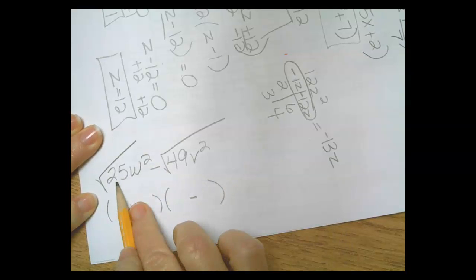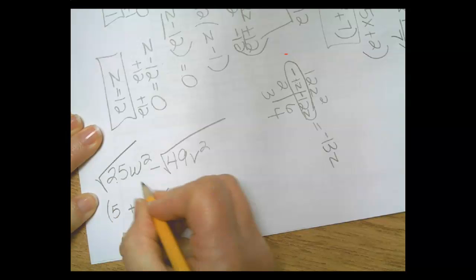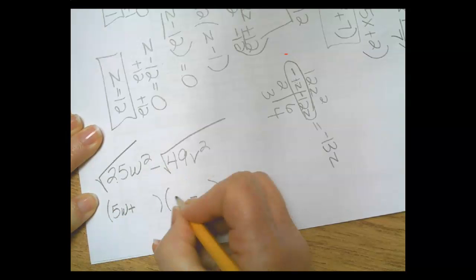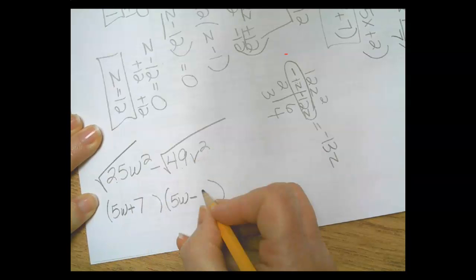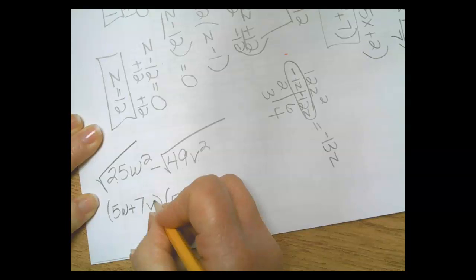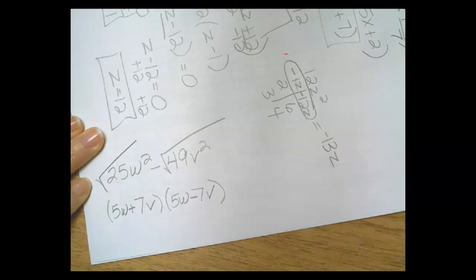Okay. Square root of 25 is 5. Square root of w squared is w. So 5w for both. What is the square root of 49? 7. Square root of v squared is v. So there's my answer.